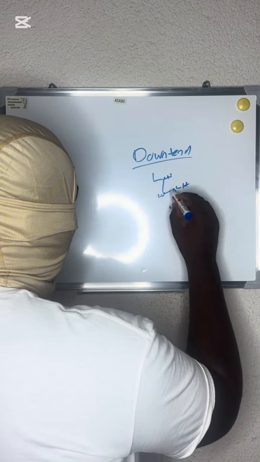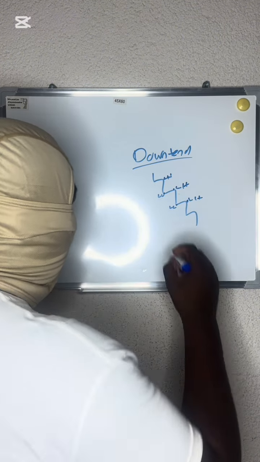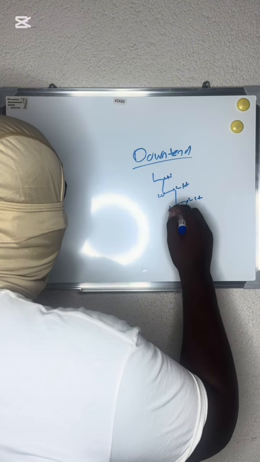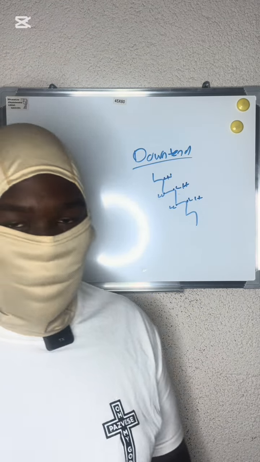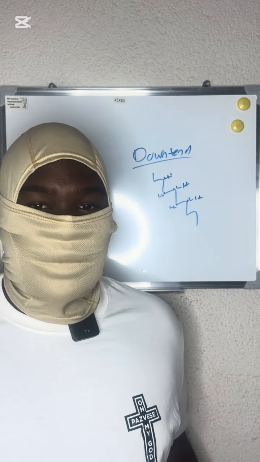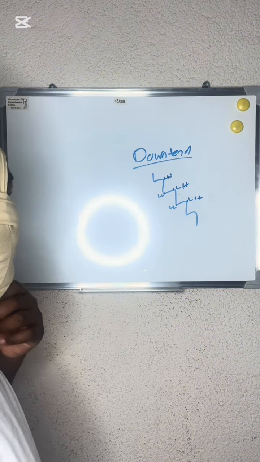This high is lower than this high, hence the term lower high. Then this low is lower than this low, hence the term lower low. So it's very simple stuff, not that difficult to understand. This is how you identify a downtrend.